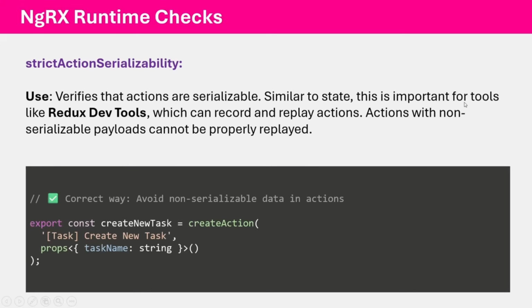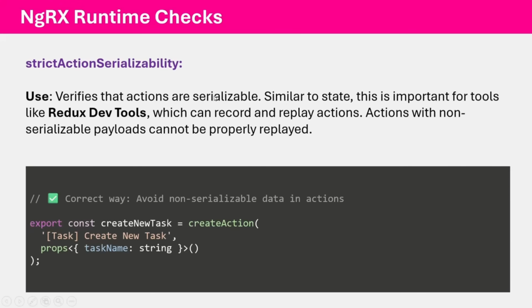And this is important for tools like Redux dev tools, which can record and replay actions. Actions with non-serializable payload cannot be properly replayed. So that's why whenever we are dispatching a payload with an action, we need to make sure that the payload has serializable data. And that can be done by enabling this strict action serializability check.